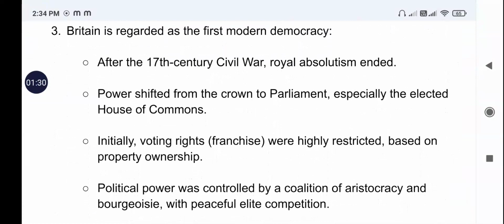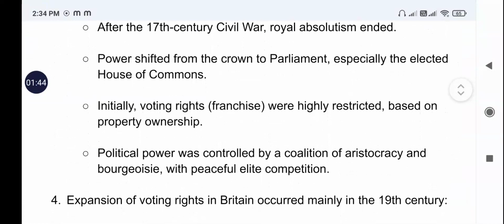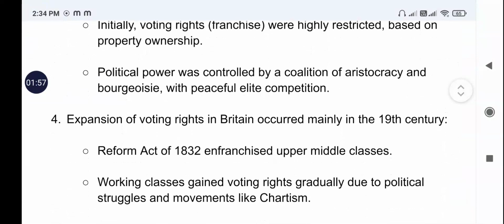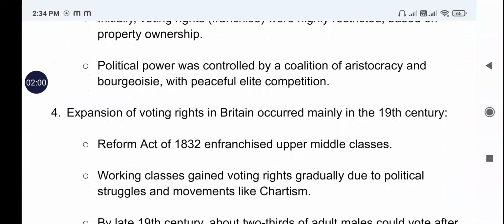Power shifted from the crown to parliament, especially the elected House of Commons. Initially, voting rights were highly restricted, based on property ownership. Political power was controlled by a coalition of aristocracy and bourgeoisie with peaceful allied competition. Only the allied people were represented, not all people.